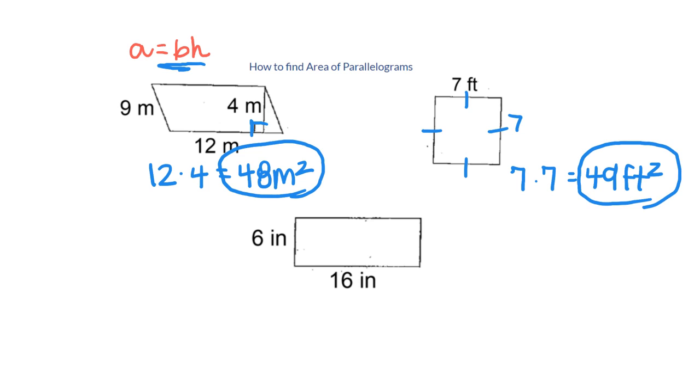The last question is a rectangle, and again, I'm multiplying base times height. So 16 times 6 gives me 96 inches squared for my area.